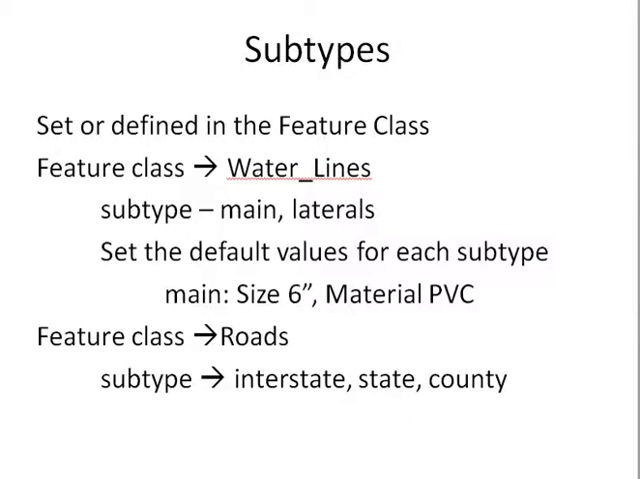But what I can do in subtypes is set some of the default characteristics for each of these water lines. So I could say every time I create or split a water main, I want the size to be filled in as 6 inches and the material to be filled in as PVC. So I don't have to update those attributes every time I create a new water line. Same can be with roads.